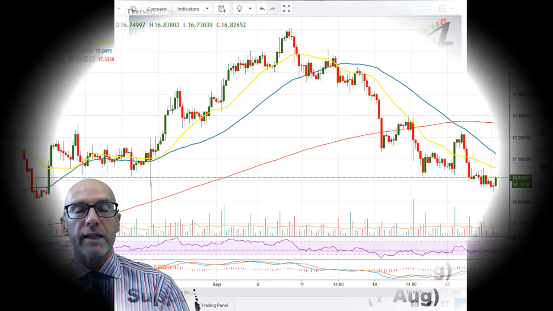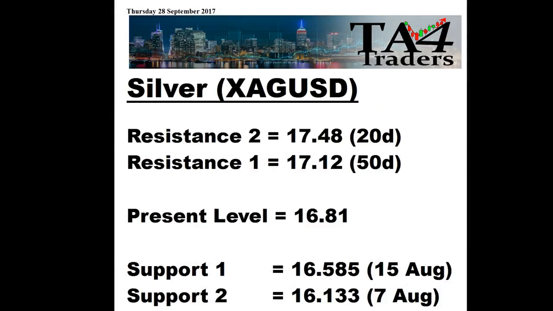Okay, looking at the support and resistance levels. Resistance at the 50-day 17.12, 20-day 17.48. With those key supports on the daily, 15th of August is at 16.585, and then the 7th of August low is at 16.133.